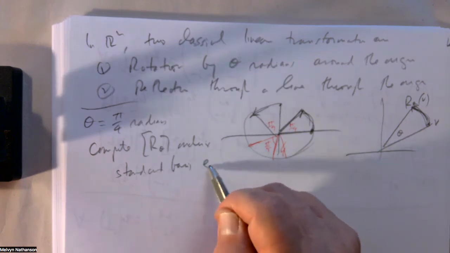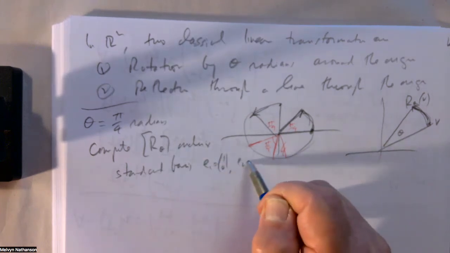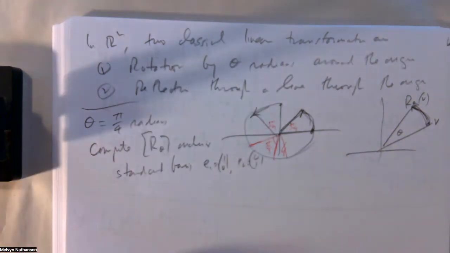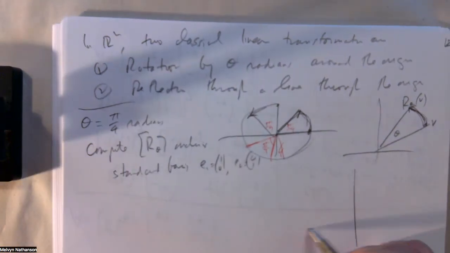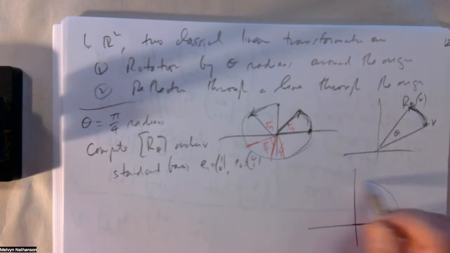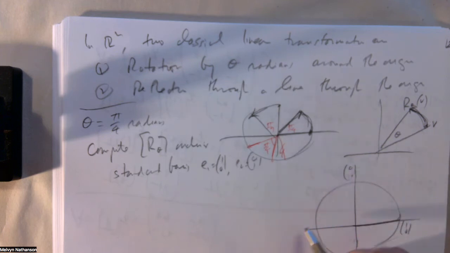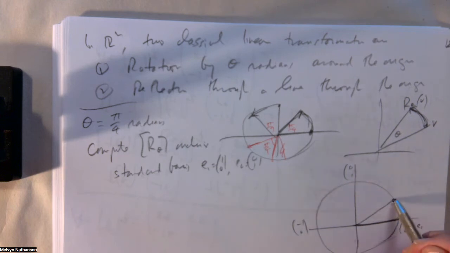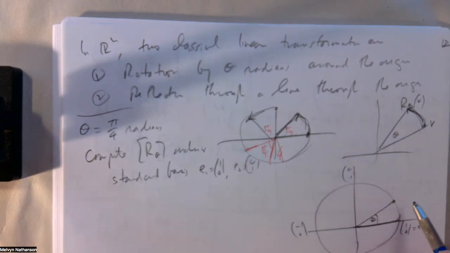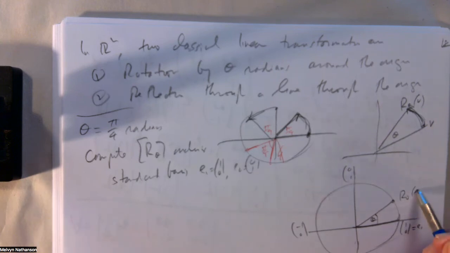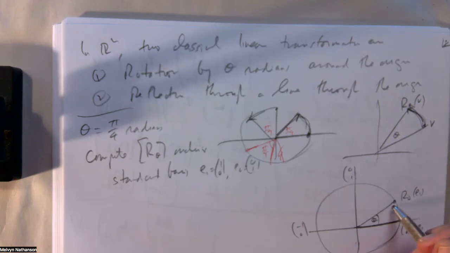The standard basis is E1 is (1, 0), and E2 is (0, 1). So for this, you just have to remember some high school geometry. Here, let's take the unit circle. So this is (1, 0), (0, 1), (-1, 0), (0, -1). It's just a circle of radius 1. This is the vector E1. If I rotate it by an angle theta, I get r theta of E1. It's right over here.